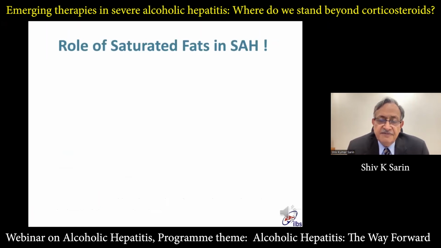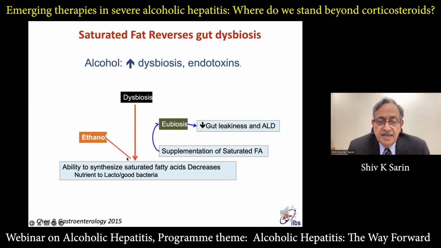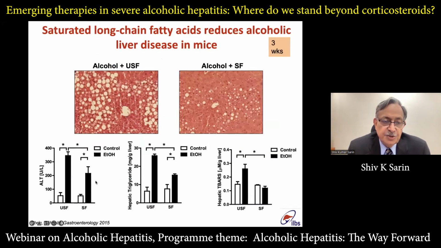Now, saturated fats, the moment the patient has bilirubin high, you can't give fat. This is a common thing, but this is not true. This study by Bernd Schnabel has shown patients with alcoholic hepatitis severe have dysbiosis. In the experimental model, he showed that in these patients, if you give saturated fat, it converts dysbiosis to eubiosis and decreases gut leakiness. This study shows if you are giving saturated fat, the injury is less.